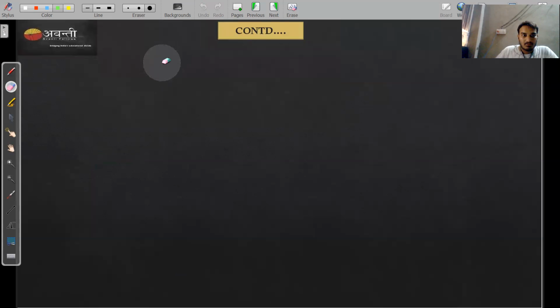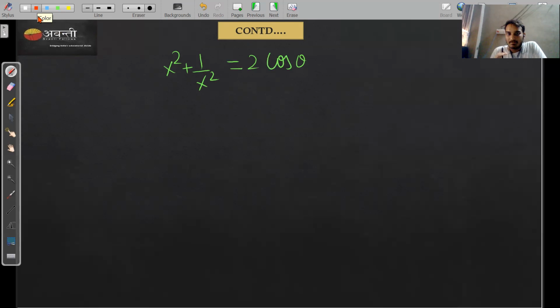Okay, so you get x square plus 1 by x square is equal to 2 cos theta. Yes or no? Okay, so see, something interesting is happening here. If anyone can see that, x square plus 1 by x square is always greater than or equal to 2, right? And this 2 cos theta is between minus 2 and 2.